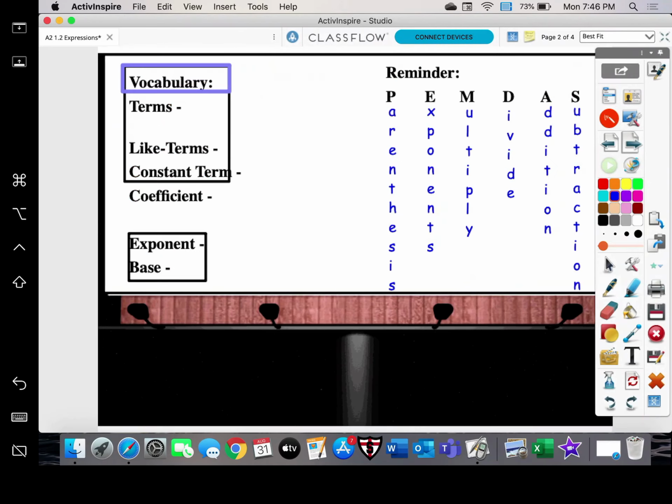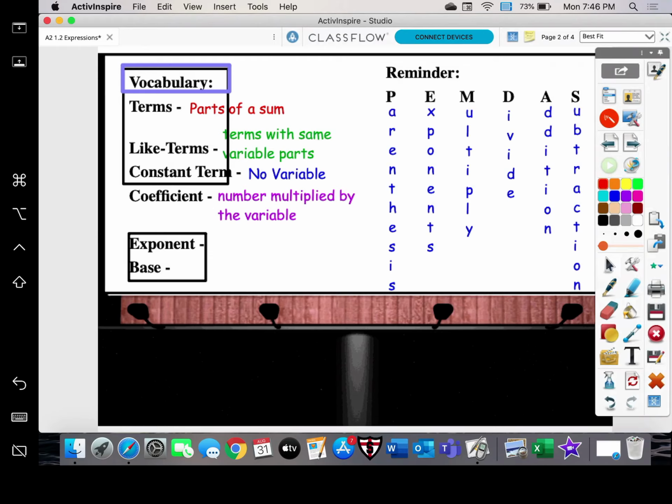All right. Some special vocabulary that you'll want to make sure you are aware of are these things. Okay. Terms are separated by a positive or negative sign. So terms are parts of a sum. Like terms have to be first a term, and then they have the same variable parts. So an x and a y, not like terms. An x and an x squared are not like terms. They would have to be an x and an x. There's a constant term. That just means there's no variable attached to it, so just your plain old numbers. And a coefficient is the number that is in front of a variable.